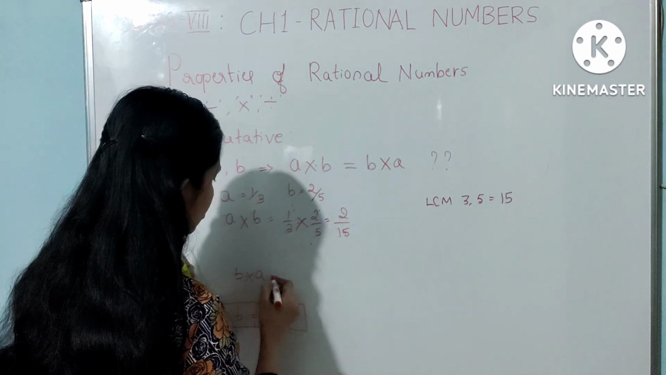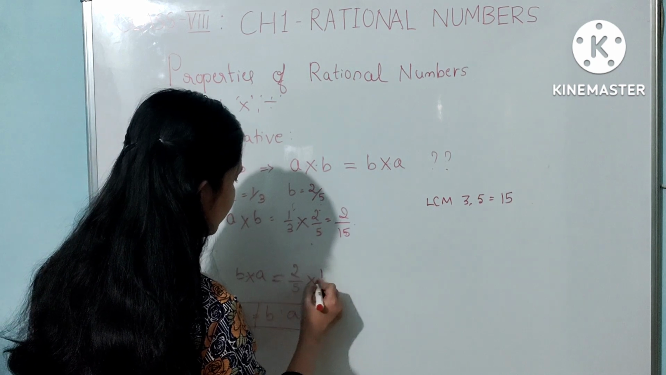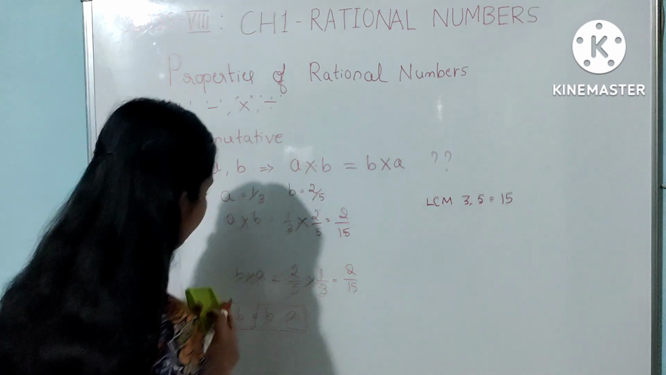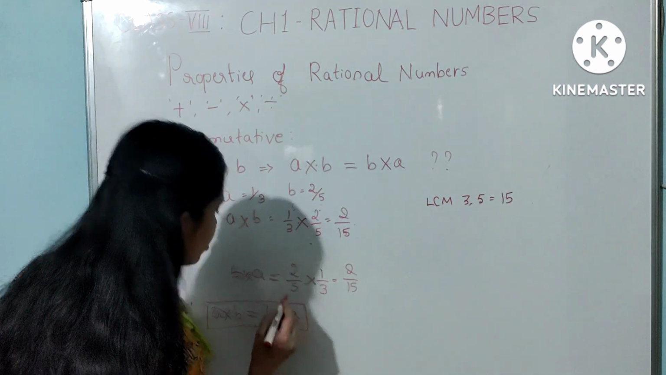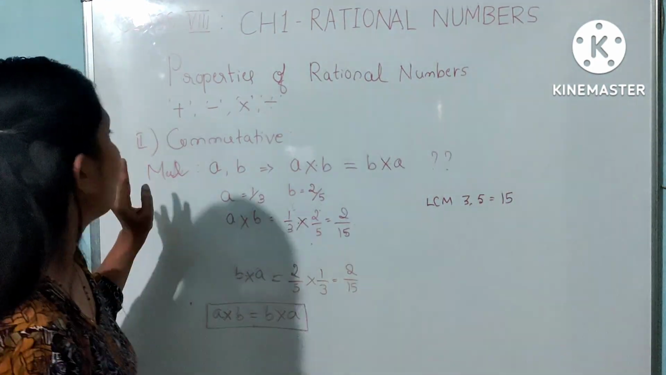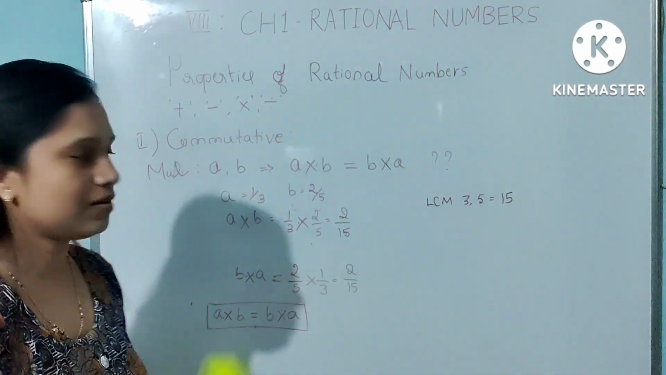So b cross a is equal to 2 by 5 into 1 by 3, which is 2 by 15. So a cross b is equal to b cross a. So multiplication is commutative for a given rational number.